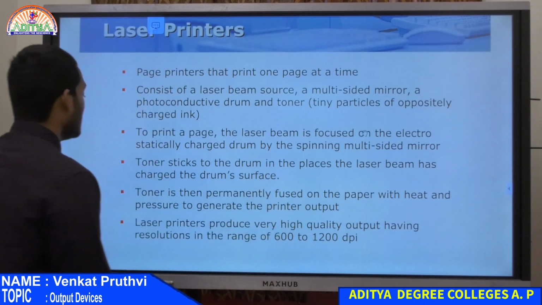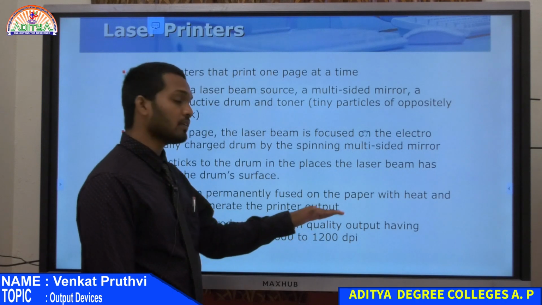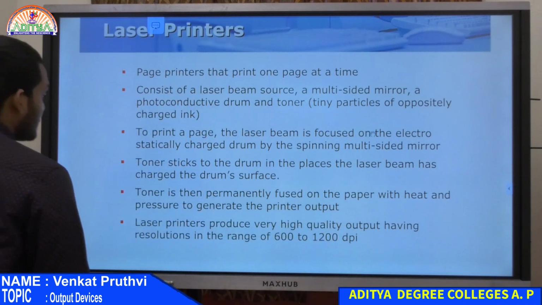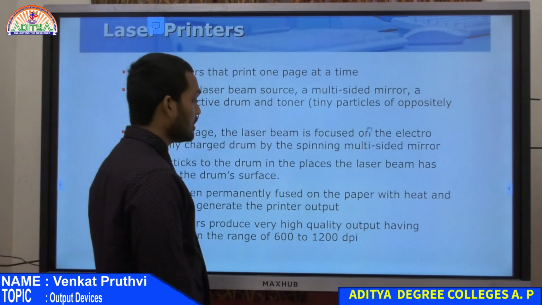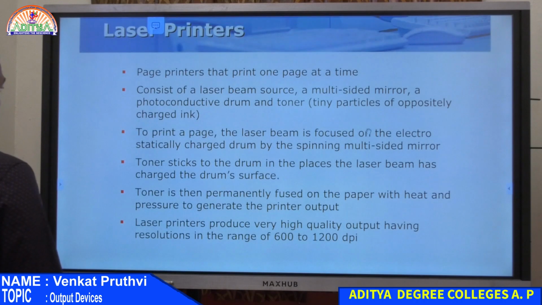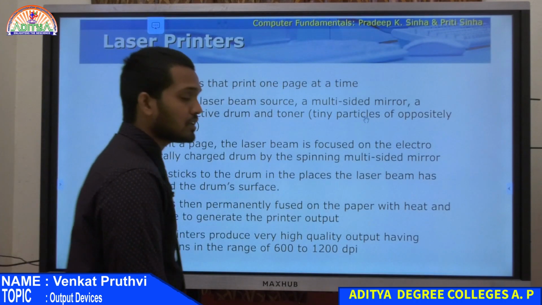Laser printers produce very high quality output having resolution in the range of 600 to 1200 dpi. So when you consider laser printers, you can talk about dpi. In the previous sessions I told you about dpi.